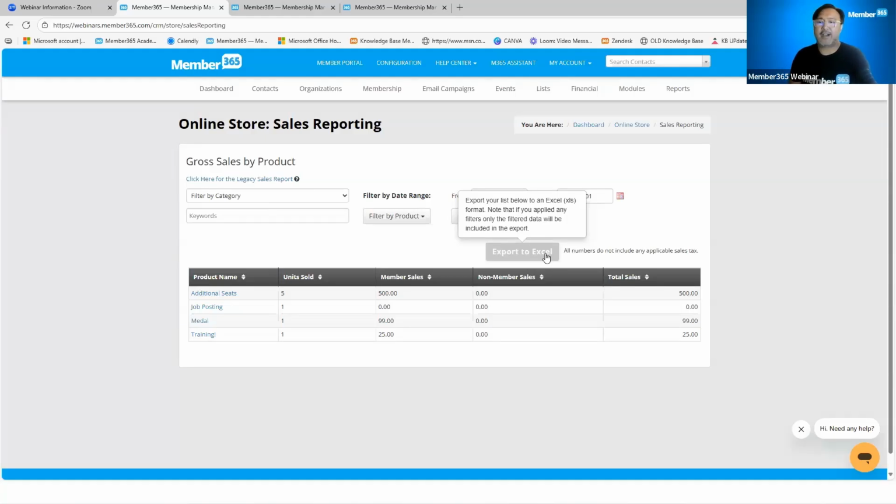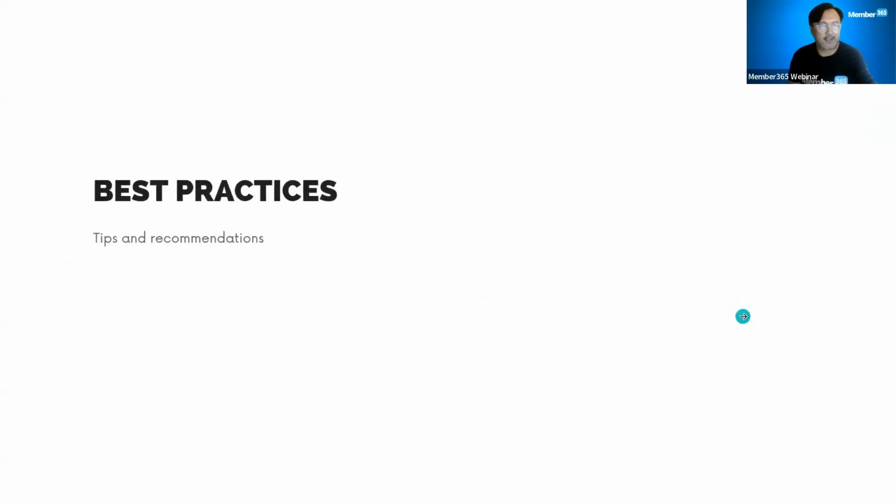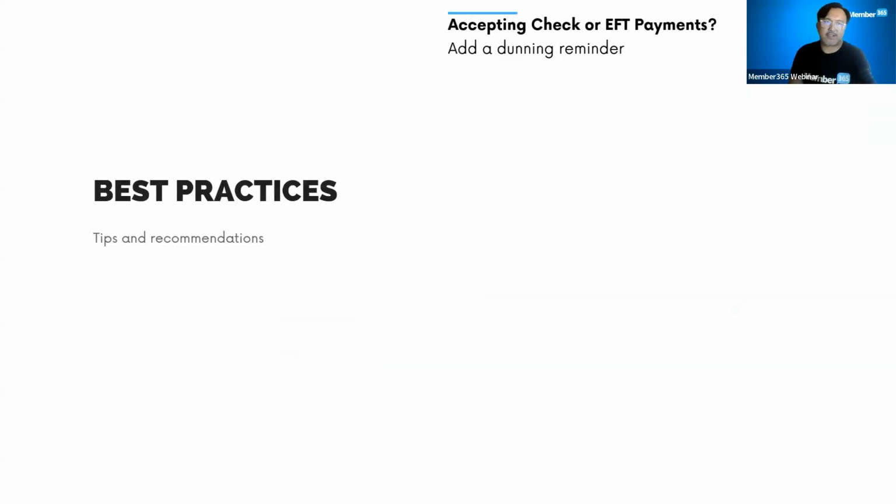Now, what are the best practices that we need to think about? Let's go back to our slides. Best practices. Number one, if you're accepting check or electronic fund transfer payments, again, add a dunning reminder to help you remind contacts that chose check or EFT payments to pay for the store items they bought. That way you can fulfill them.